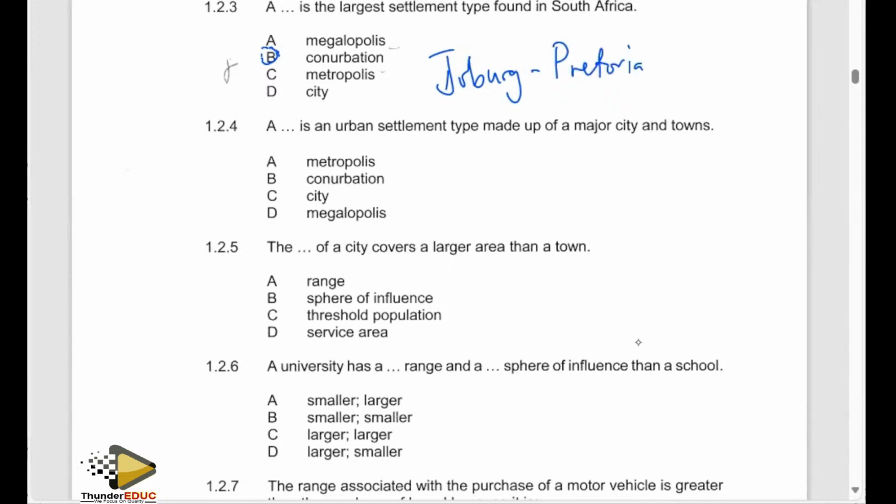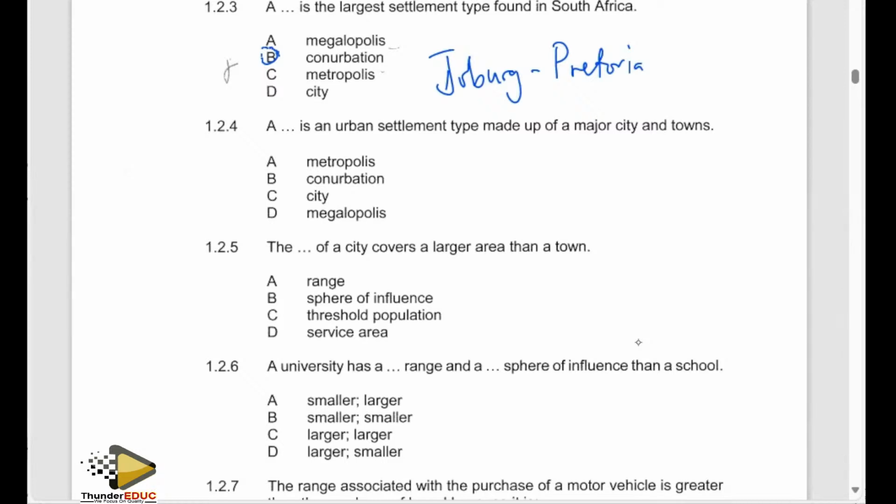Those two cities are merging. They are starting to infuse each other. There's no more distinct physical boundary between them. So we regard that as a conurbation: two cities merging to become one complete built-up area. Move on to the next question.